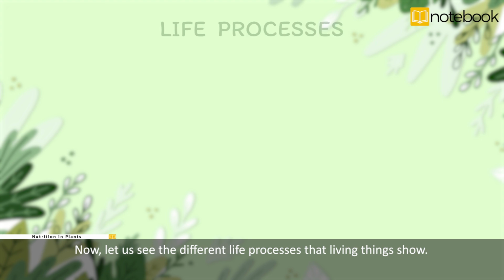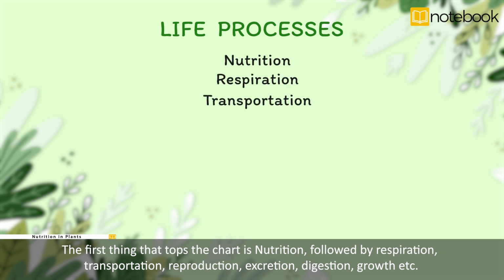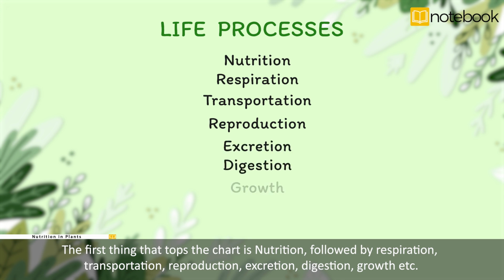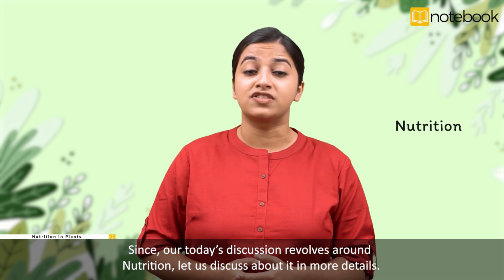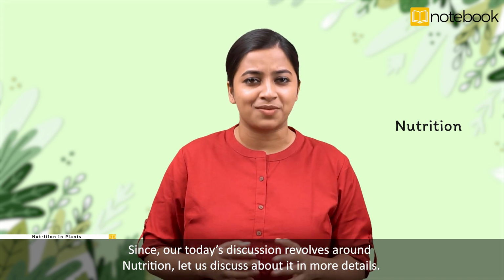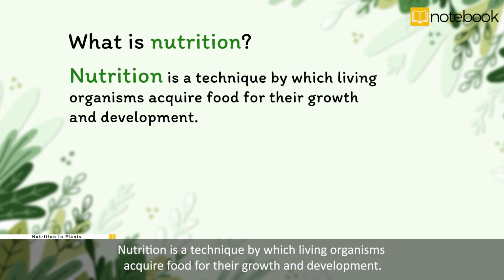Now, let us see the different life processes that living things show. The first thing that tops the chart is nutrition, followed by respiration, transportation, reproduction, excretion, digestion, growth, etc. Since our today's discussion revolves around nutrition, let us discuss it in more detail. So the question here arises, what is nutrition? Nutrition is a technique by which living organisms acquire food for their growth and development.